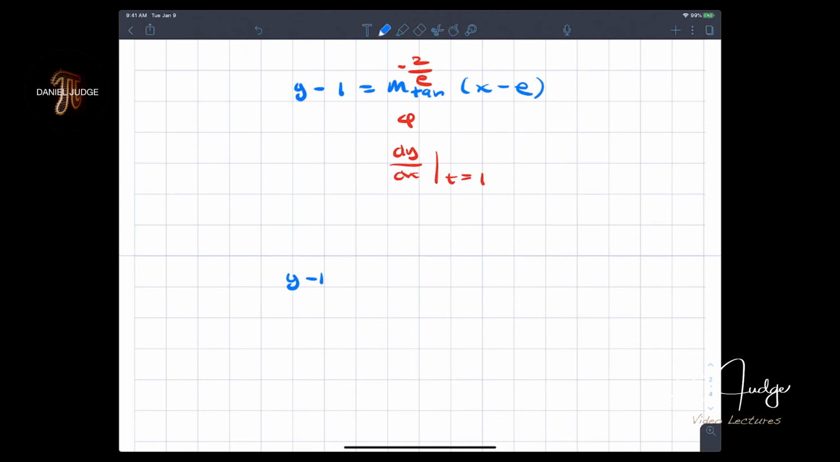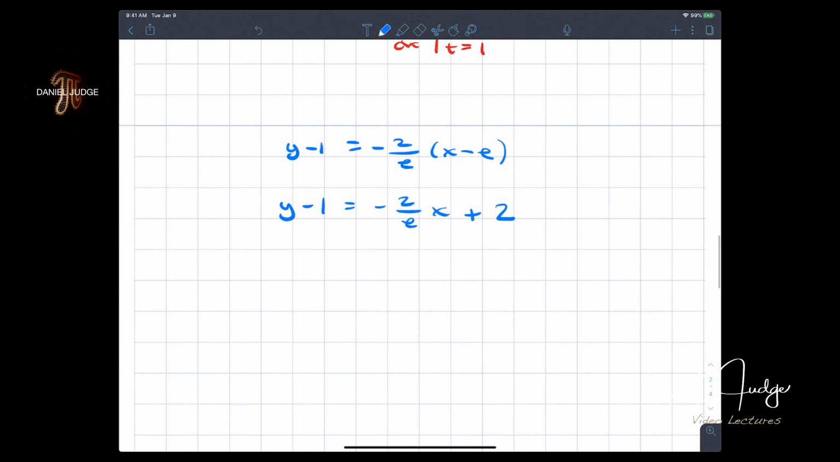So you say, okay, y minus 1 is negative 2 over e times x minus e, or y minus 1 becomes negative 2 over e x. And you can say, is that going to be plus 2? It looks like it, because there's an e there, right? So minus and minus makes that a plus. Okay. And now we can add 1 to both sides. You're solving this with algebra skills. And you end up with y equals negative 2 over e x plus 3.